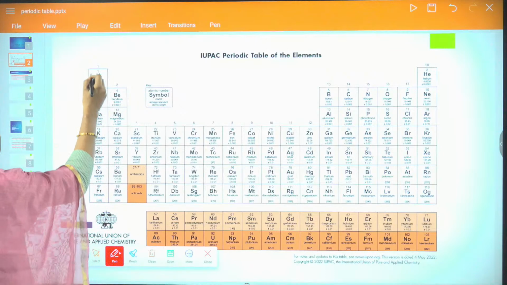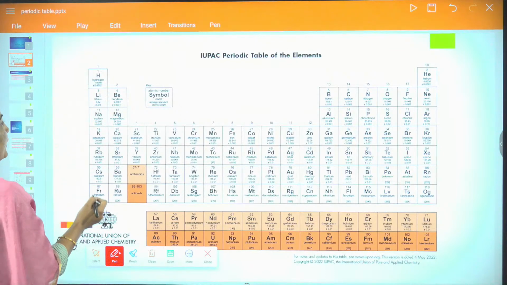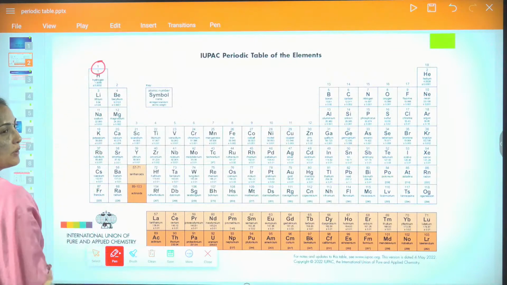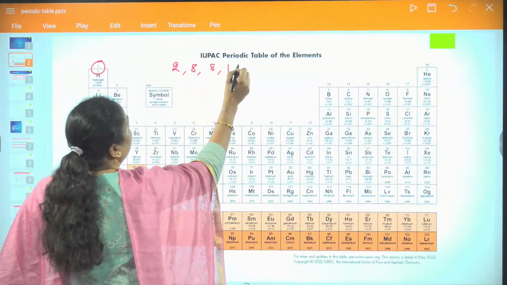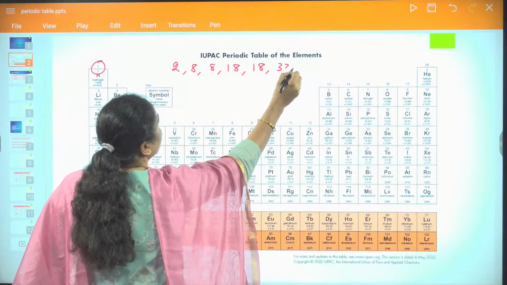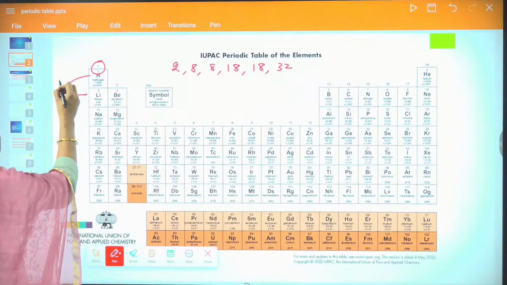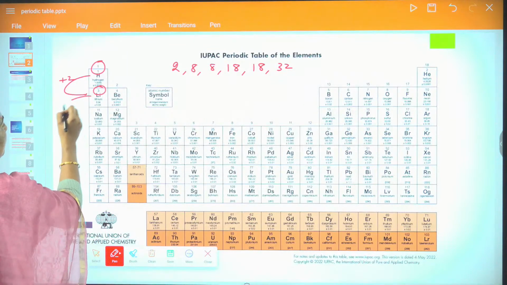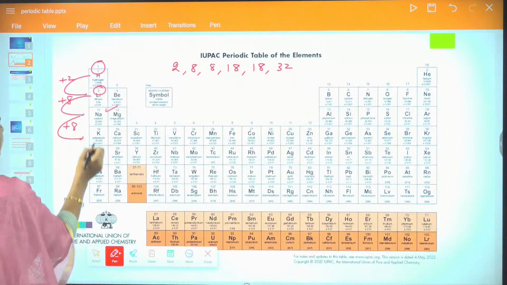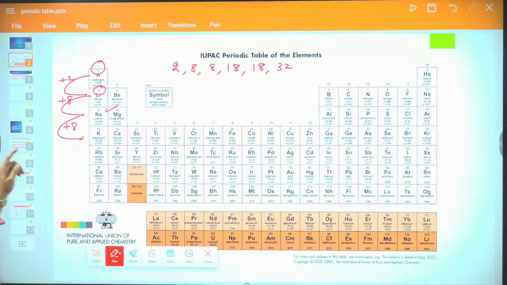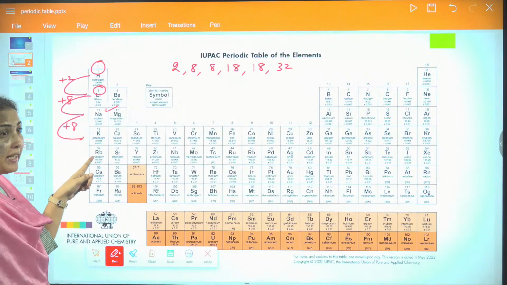Now, are you able to see this is group 1A in the periodic table? Atomic number here is 1. For group 1, what was the case? 2, 8, 8, 18, 18, 32. So, are you able to see? 1 plus 2, you got this lithium. 3 plus 8, you got this sodium. Then again, 11 plus 8, you got your potassium, which is 19.